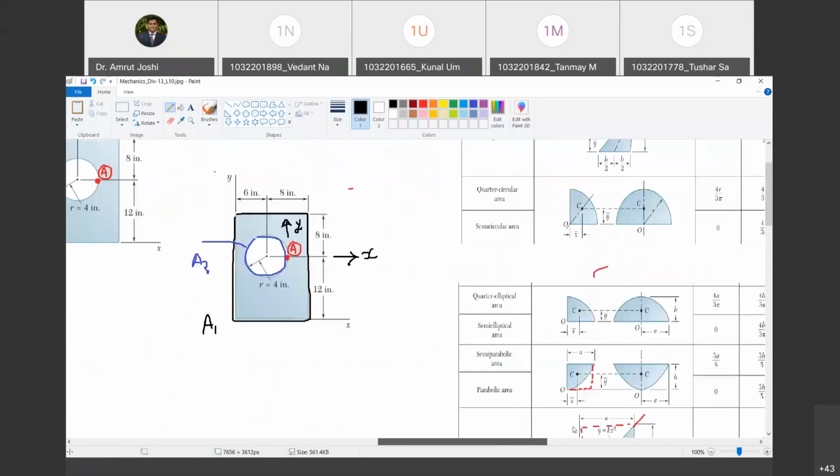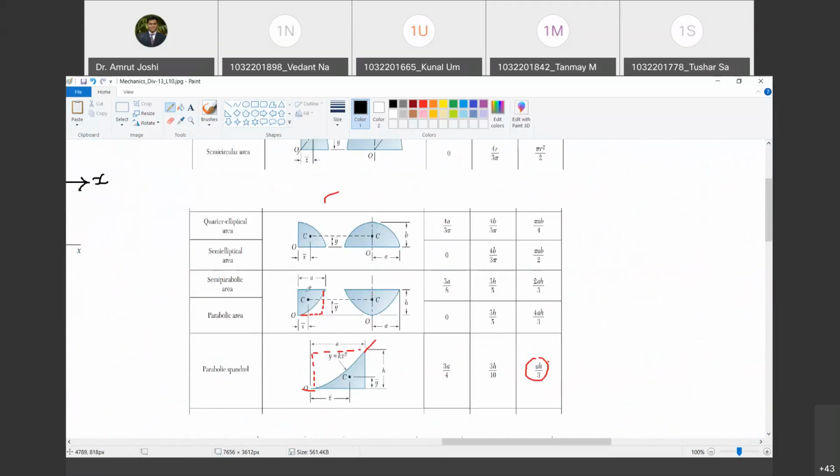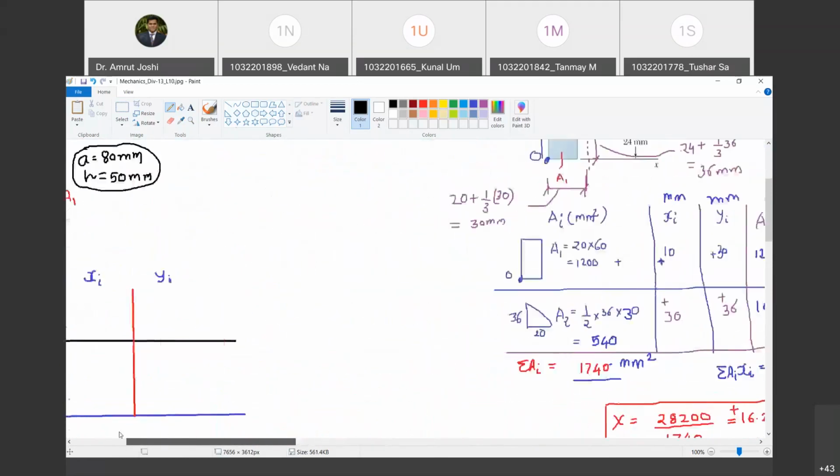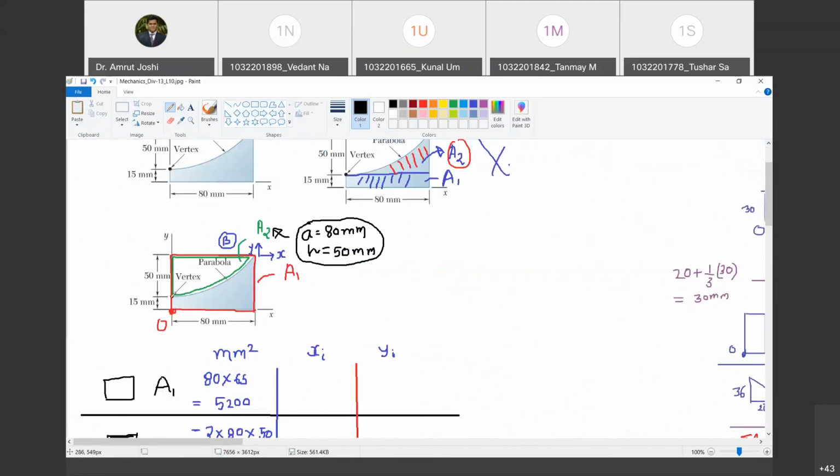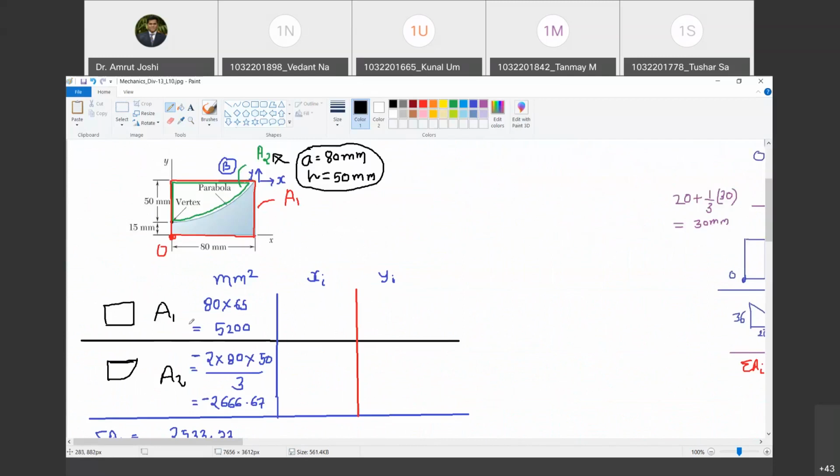So we will quickly have a look at this figure here. Parabolic, semi-parabolic area. What is A? This is A and H is the height. This is vertex. Are you with me? Yes, sir. So in this particular case, what is value of H? Tell me. The value of H is 50 and A is 80. Do you agree with me? Yes, sir. Okay. So therefore now let us work out the area. Area of rectangle, that is A1, that turns out to be 65 into 80. Happy? Yes, sir. That is 5200 mm square.